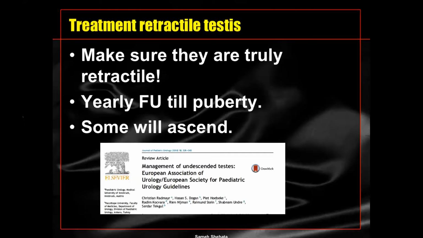And you don't give the patient a clue that he's normal and needs nothing to be done. You need yearly follow-up until puberty, because some will ascend. There is a definite incidence of testicular ascent.